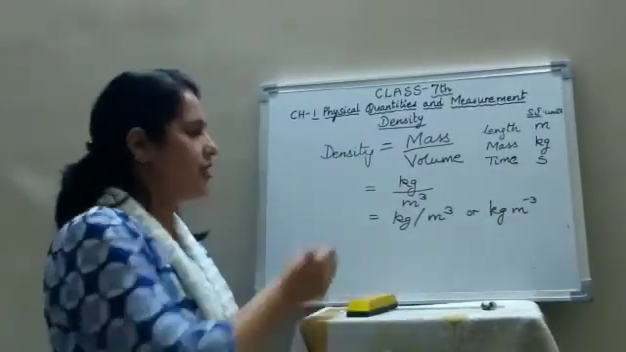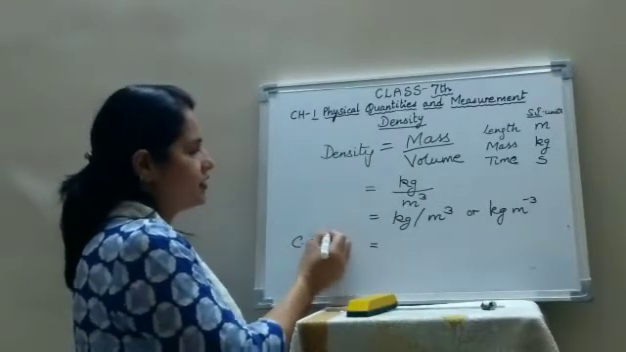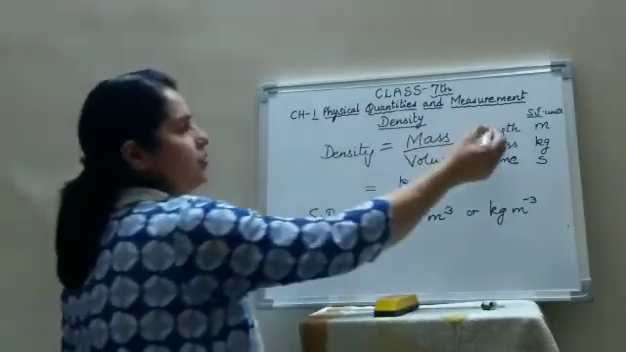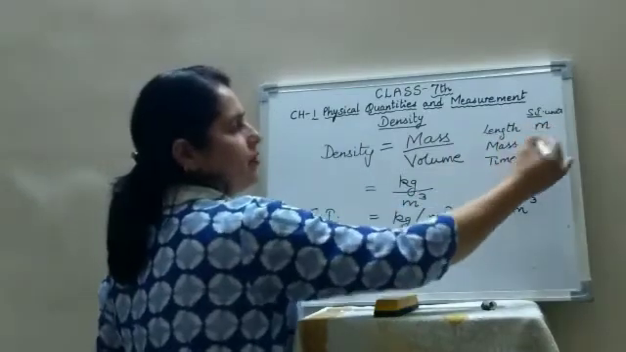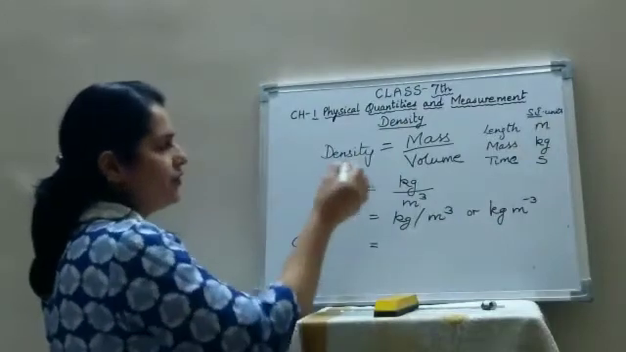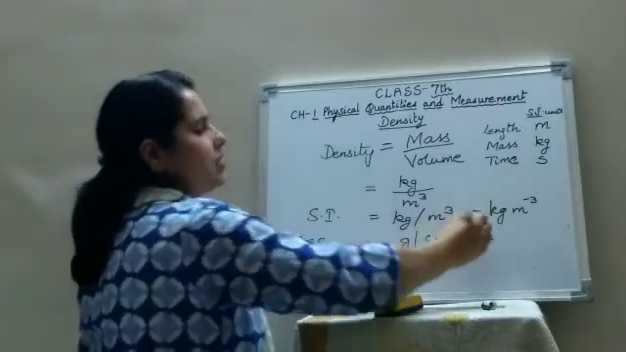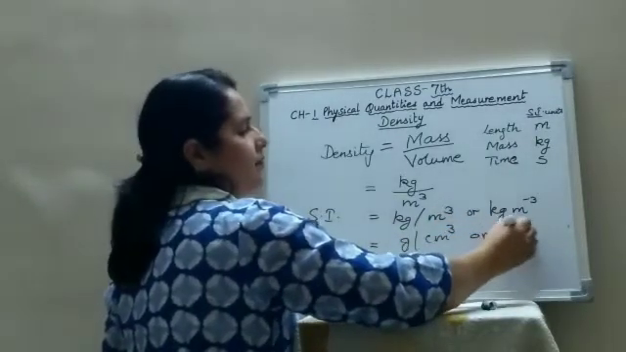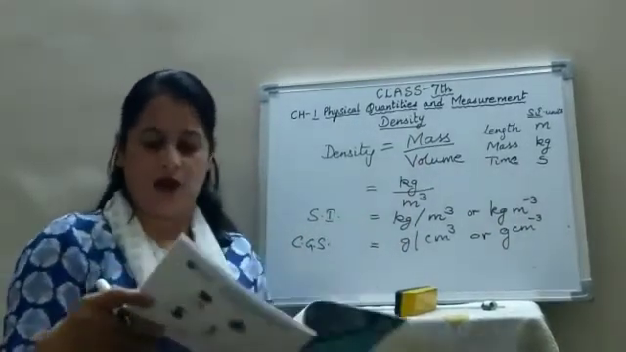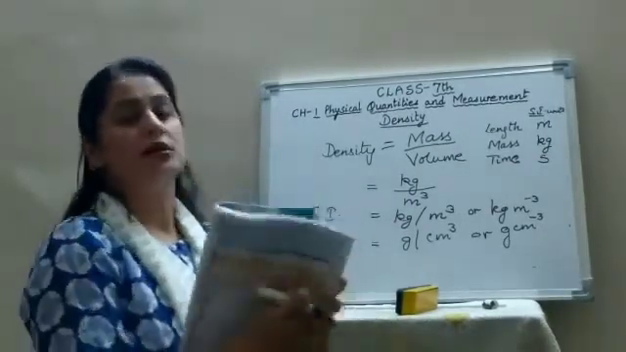Now these are the SI units. CGS unit is the other standard unit. In CGS unit, the unit of length is centimeter, unit of mass is gram, but time it remains second only. So CGS unit of density is gram per cubic centimeter, or you can write it like this, gram per cubic centimeter.